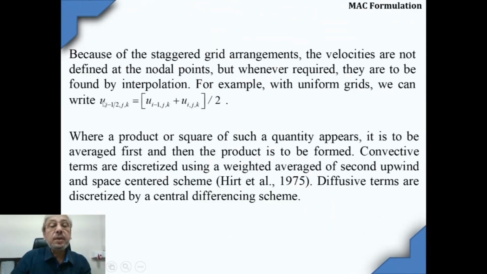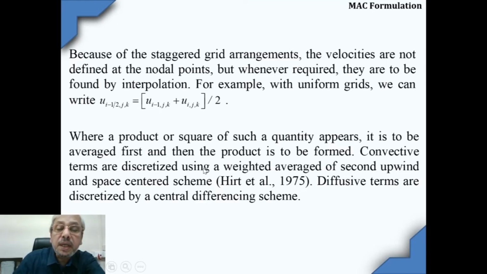So that is what we have said here. Where a product or square of such a quantity appears, it is to be averaged first, and then the product is to be formed. Since we have used a uniform grid, we have written averaged. Otherwise, we can also use the word interpolated. So basically, where it is not defined, there it is to be defined either through interpolation or averaging, and then the product is to be formed.